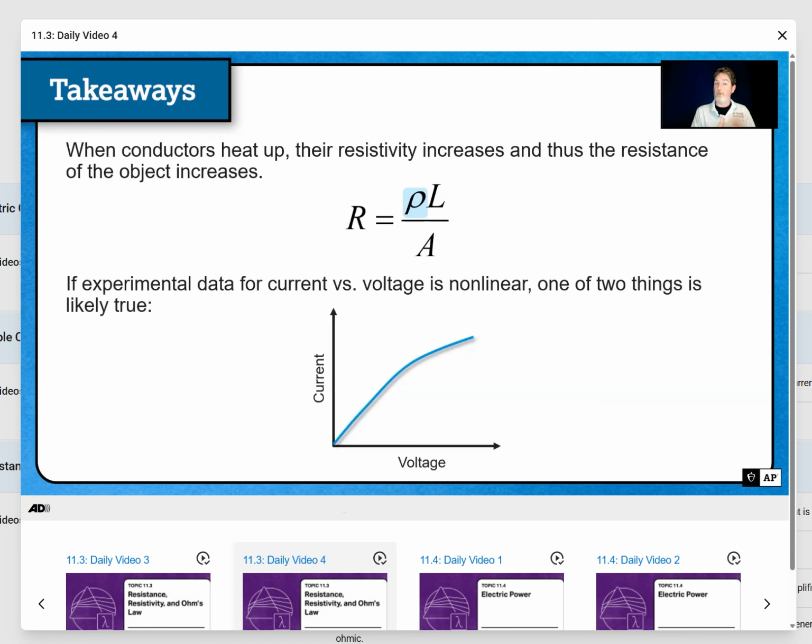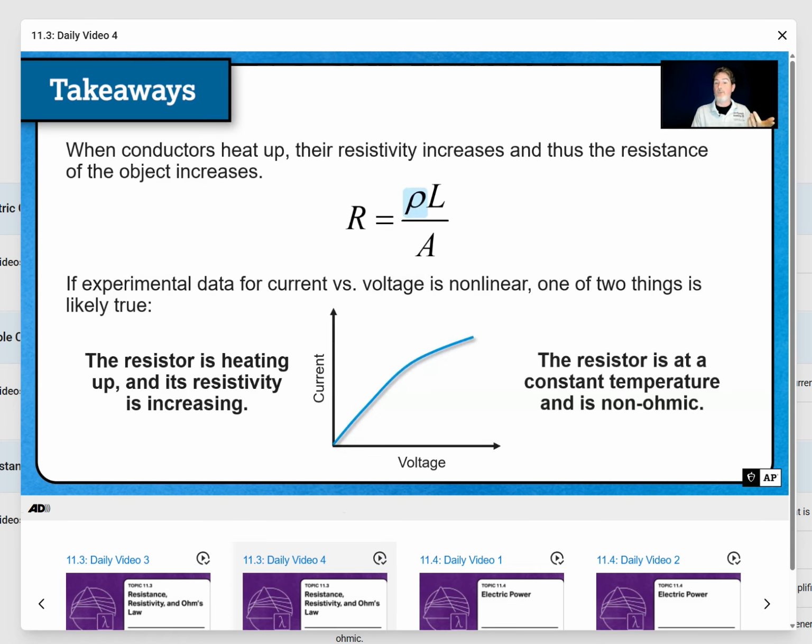If experimental data for current versus voltage isn't linear, then one of two things is true. That resistor is heating up and the resistivity is increasing, or the resistor is simply not ohmic if the temperature remains constant.